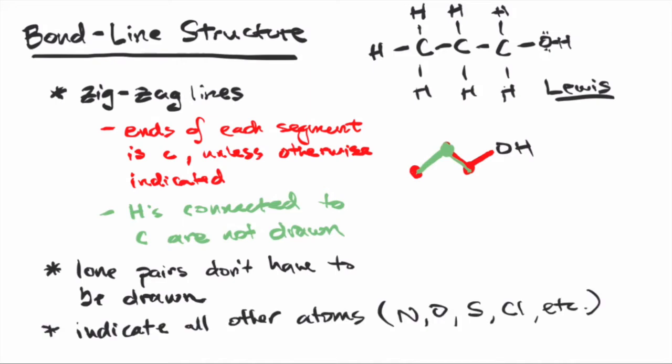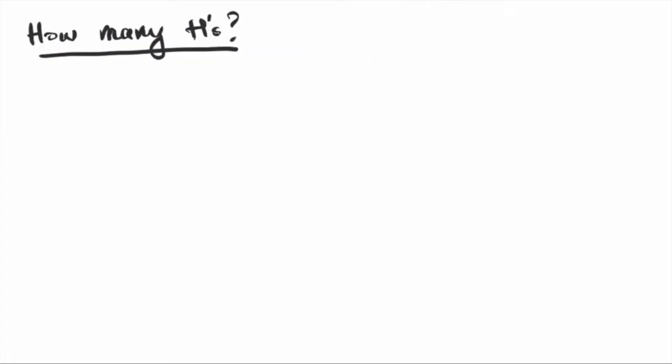And lastly, you want to explicitly write out the existence of all other atoms. So like nitrogen, oxygen, sulfur, chlorine, they all must be drawn out. There's a collective term for these types of atoms that are not hydrogen and carbon. They're called heteroatoms. So the best way to test that you fully understand bond line structures is to be able to count how many hydrogens there are in these structures. So let's do some examples.